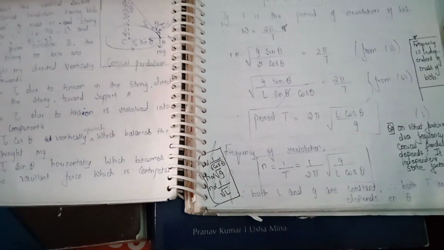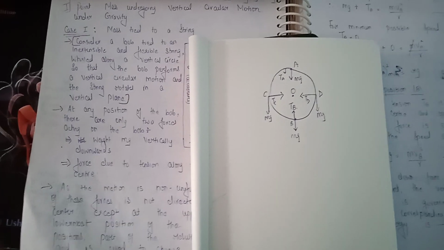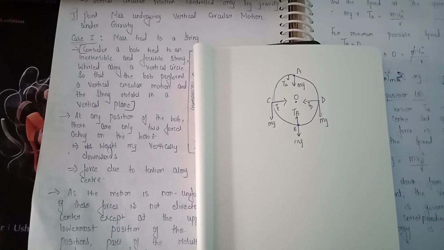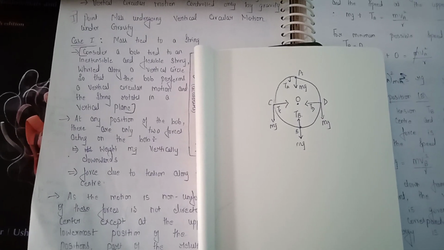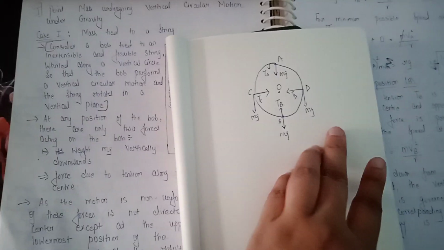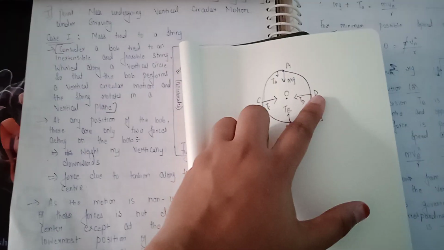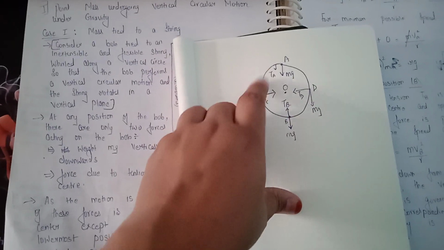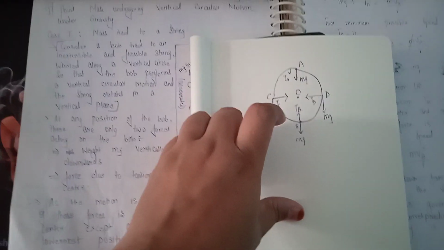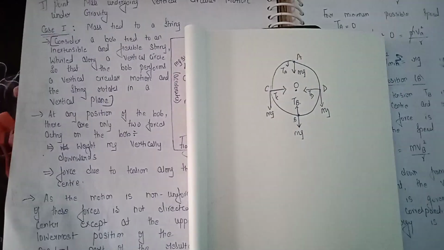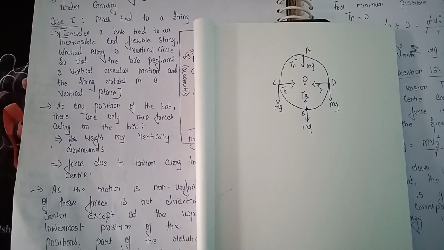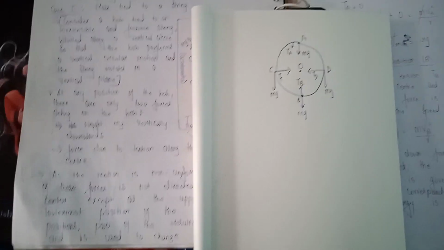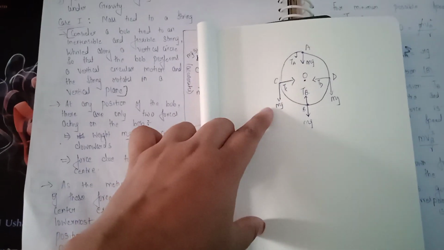Okay, next derivation is vertical circular motion. Okay, so this is the diagram. Consider a bob tied to an inextensible and flexible string whirled along the vertical circle, so that the bob performs a vertical circular motion and the string rotates in a vertical plane. Okay, this is a simple diagram which you can draw. Now let's start the derivation.